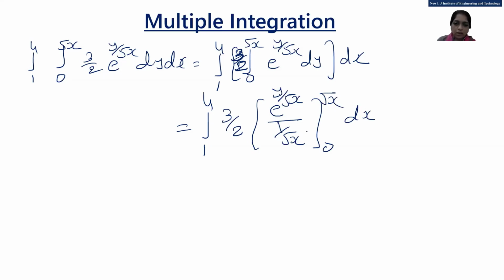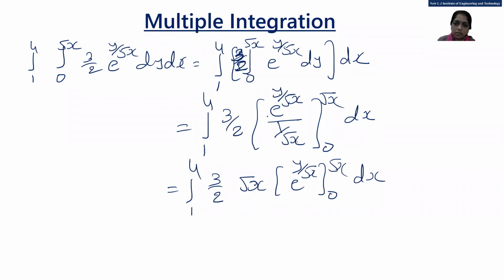If I keep this root x in the numerator, then 1 to 4, 3/2, root x, and here e raised to y upon root x, 0 to root x into dx. Now we have to substitute the upper limit first. In the place of y, if I substitute root x, root x upon root x is 1. So 1 to 4, 3/2, root x, this is e raised to 1, and by substituting 0, e raised to 0 is 1. Any doubt?